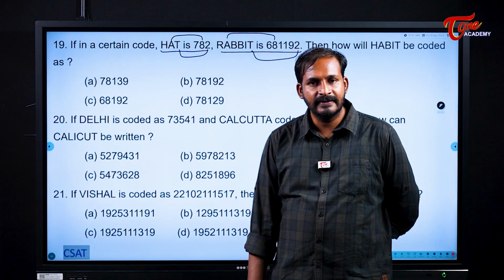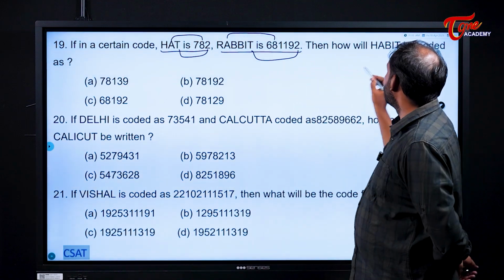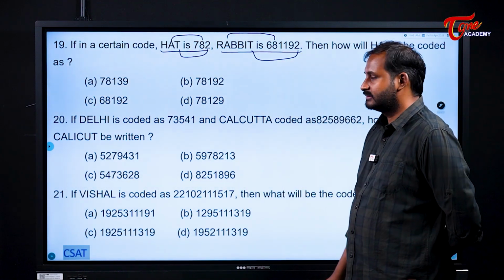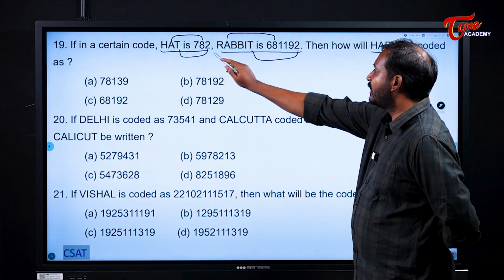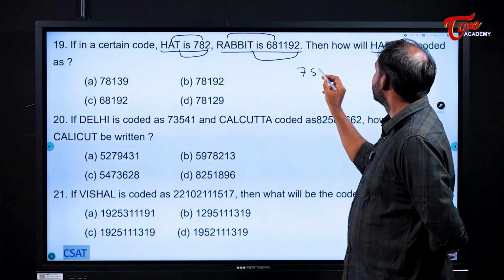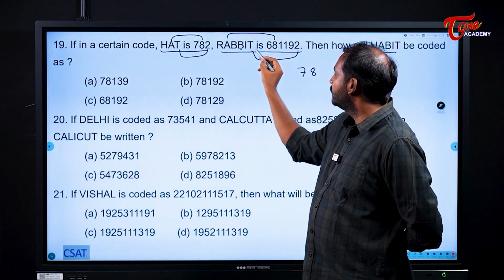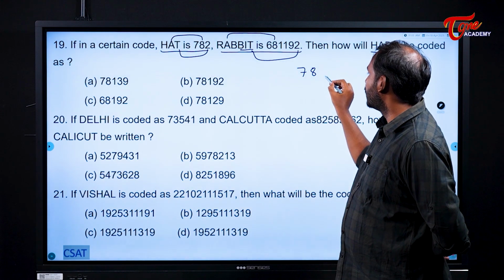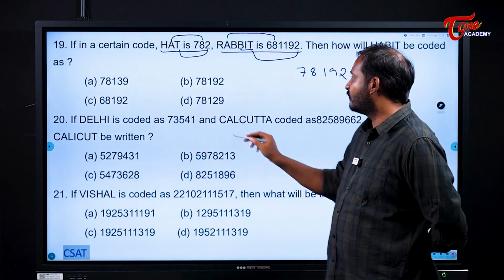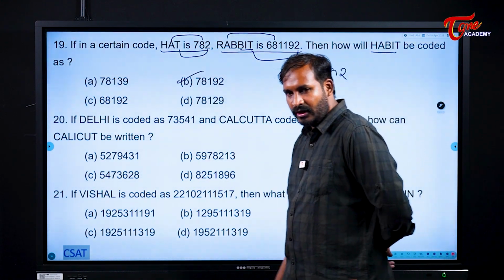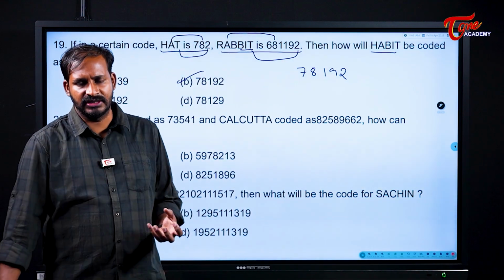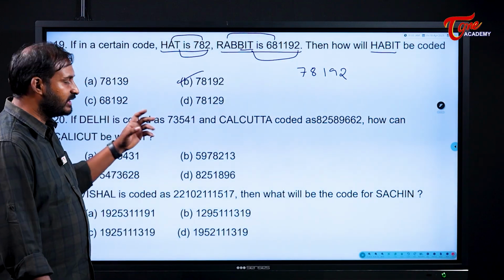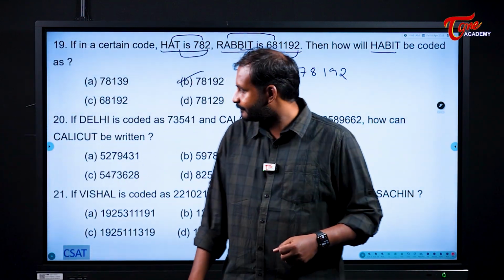So the same logic. Now they are asking us what is the code for habit. Habit. HA, what it is? 78. BIT, what it is coded as? 192. 78192. What will be our answer? Option B. This is same logic, students. There is no difference between that one and this one. And see the next one.